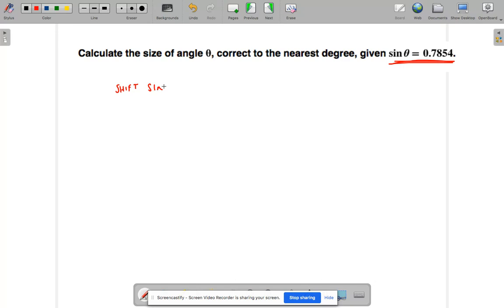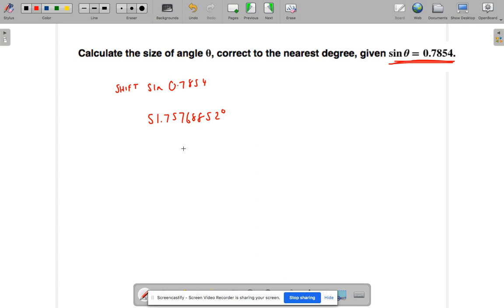Okay, and then we put in 0.7854. So Shift sine 0.7854. And the readout I get when we do that, okay, so 0.7854 is 51.75768852. And that's the number of degrees, but that's expressed as a decimal.